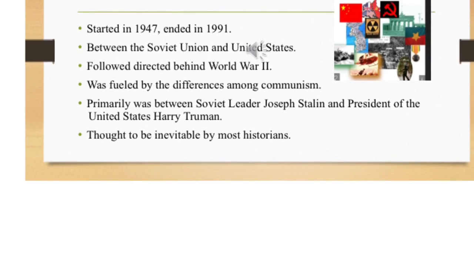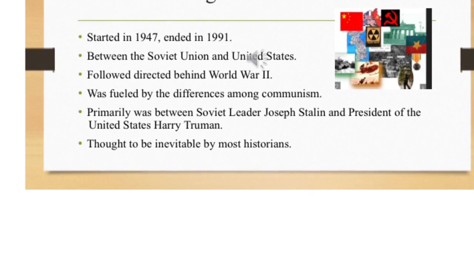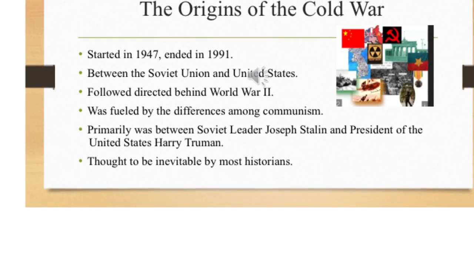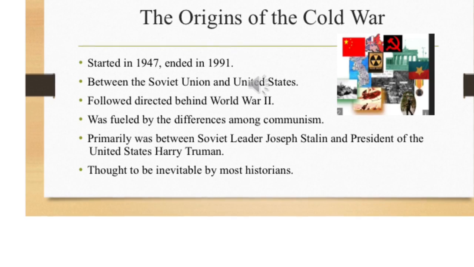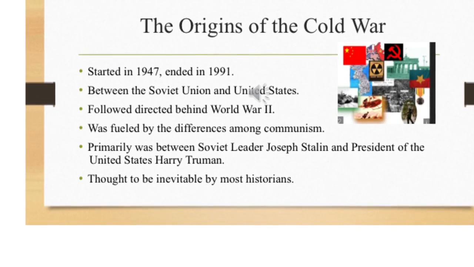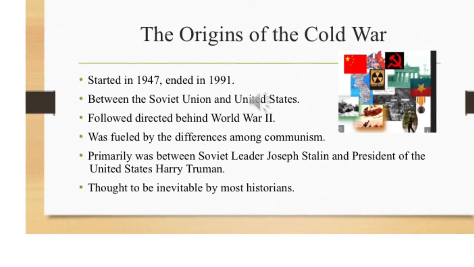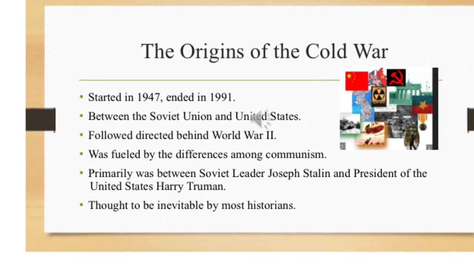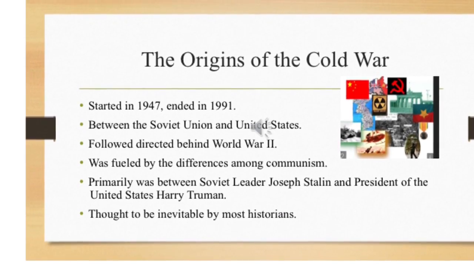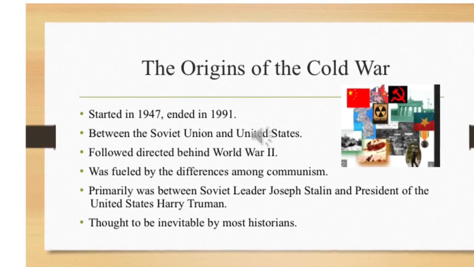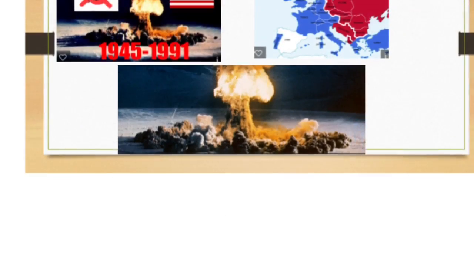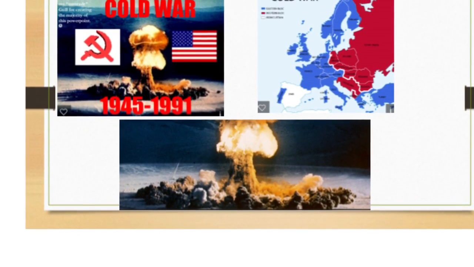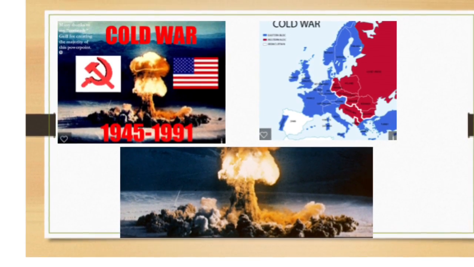The Cold War was the battle between the United States and the Soviet Union. The Soviet Union is also known as the USSR. The Soviet Union and the United States were once allies in World War II. Although these nations fought against the Axis powers together, the United States was very concerned about their leader's communist ways. The Soviets were under control of communist leader Joseph Stalin. When World War II ended, the Cold War started in 1947. This war is thought to have been inevitable by most historians.